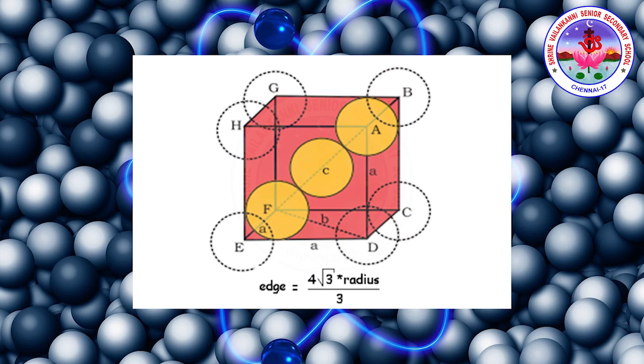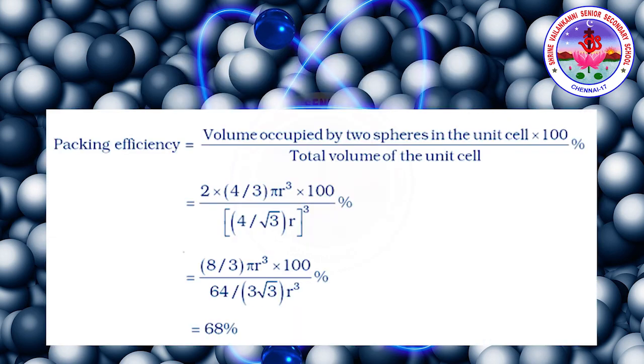In this type of structure, the total number of atoms is 2, so their volume is 2 into 4 by 3 pi r cube. The volume of the cube, A cube, will be equal to 4 by root 3 r, the whole to the power cube. The packing efficiency formula is: volume occupied by the two spheres in the unit cell into 100, divided by the total volume of the unit cell. So packing efficiency is a percentage calculation.